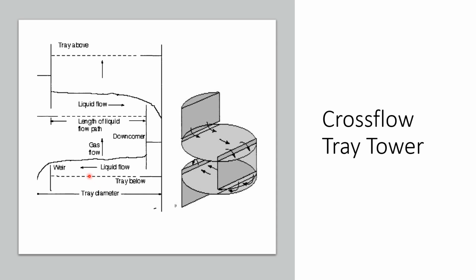So again, as a reminder, weeping is liquid going through the holes, and flooding is liquid that cannot flow downward. If we have high gas flow rate and maybe even high liquid flow rate, the liquid will not be able to pass through the downcomer, and it will start to accumulate until it reaches the second tray, the third tray, and eventually gets outside through the gas pipeline. So when the downcomer is filled with liquid, it's a flooding situation.